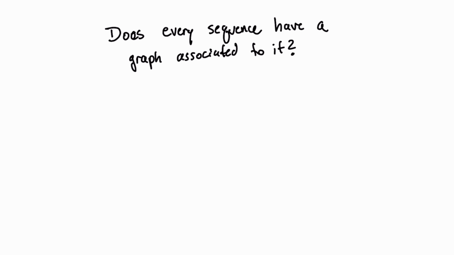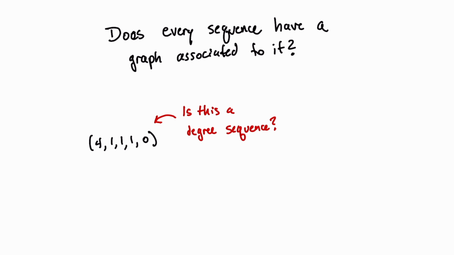For example, if I give you a sequence that contains negative numbers, that couldn't be a degree sequence, because nodes can't have a negative degree. But what if I gave you a sequence of all non-negative integers? Say something like this. Is this a degree sequence? Well, let's try to draw a graph that has that degree sequence.